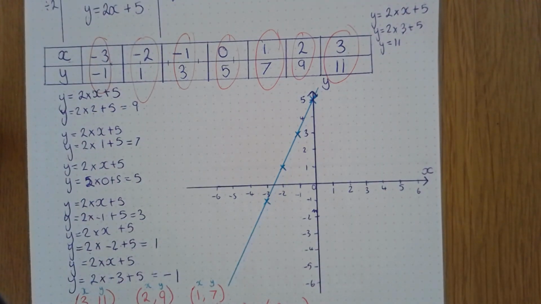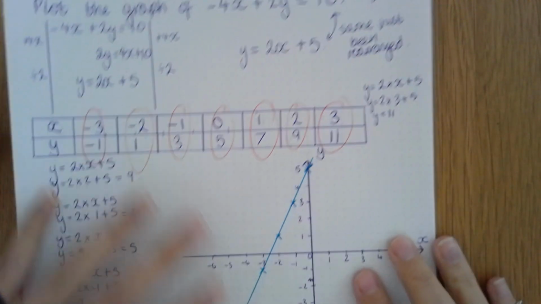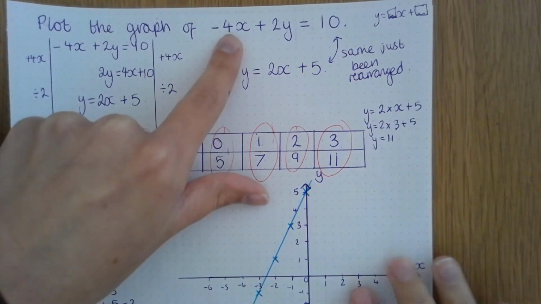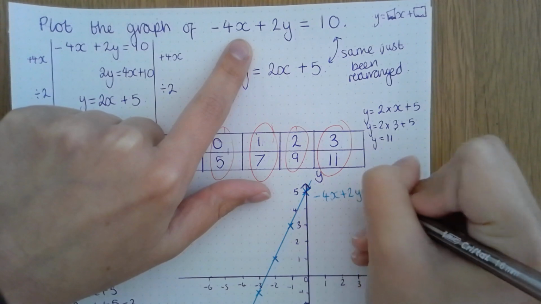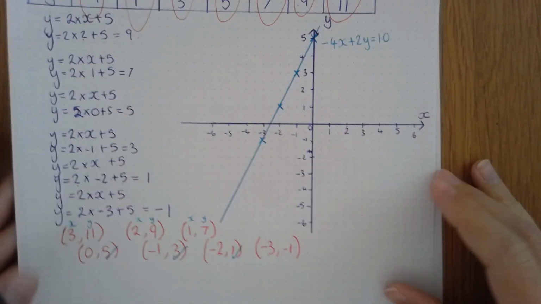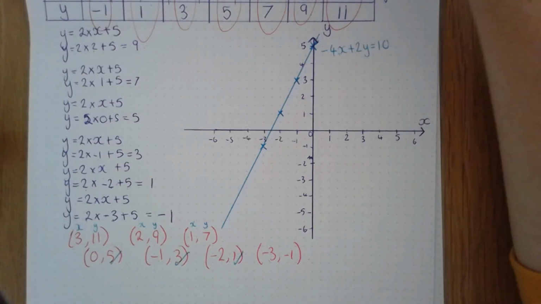Okay, so there is the line. I'm just going to label it what they gave us in the question, -4x plus 2y equals 10. Okay, the second example is on one of the other videos.